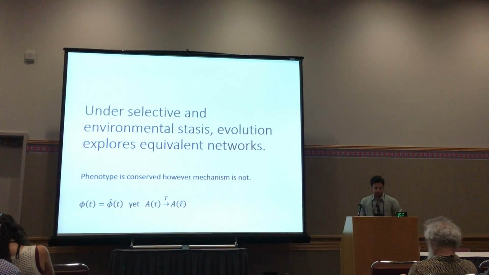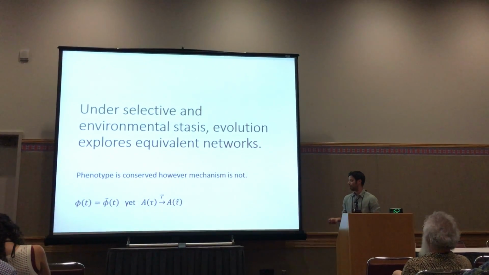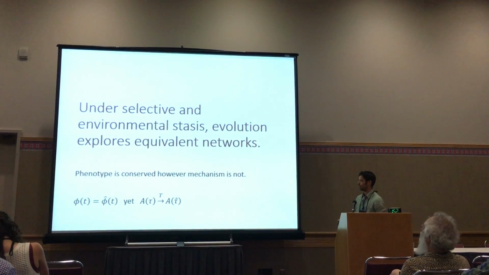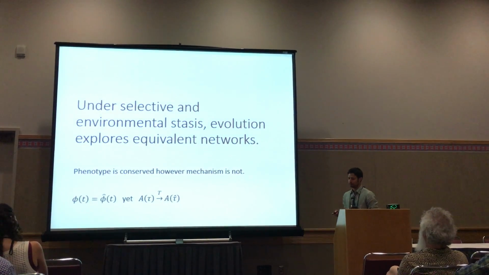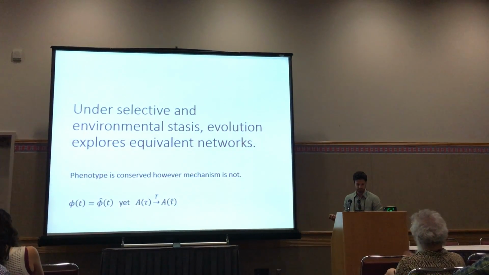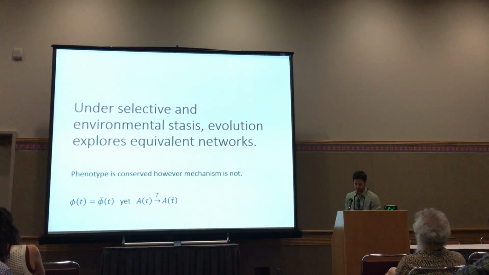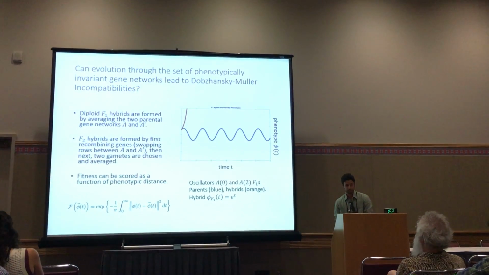So we expect that under constant selection pressures and a stable, unchanging environment, evolution will explore the set of equivalent gene networks. Basically, we expect phenotype to be conserved while the mechanism changes, and we expect to see something sort of like developmental systems drift. So what are the consequences of the pattern of evolution exploring this set of equivalent networks?